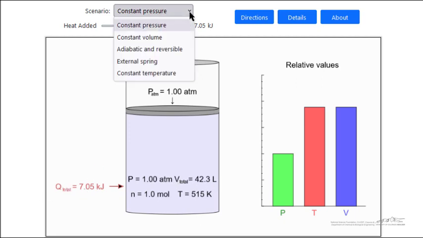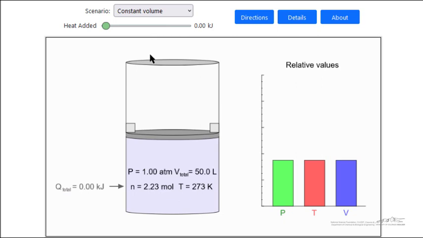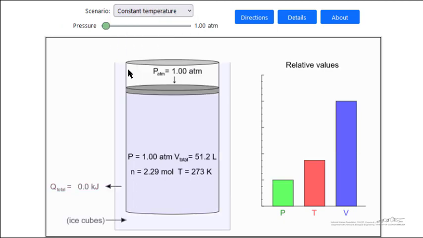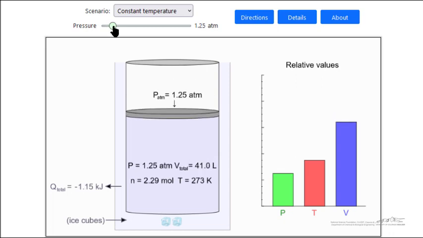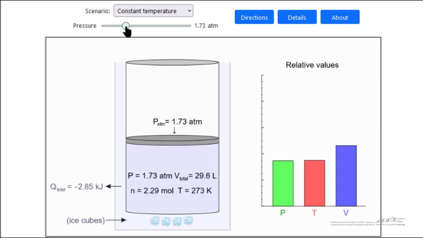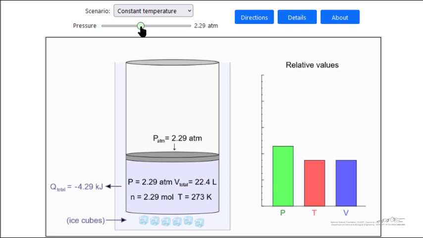And if I look at constant volume instead, and now I add heat, well, now the pressure and the temperature go up, the volume doesn't change. And now at constant temperature, what I'm going to do is increase the pressure, which decreases the volume, increases the pressure, and the temperature doesn't change since it's constant temperature.